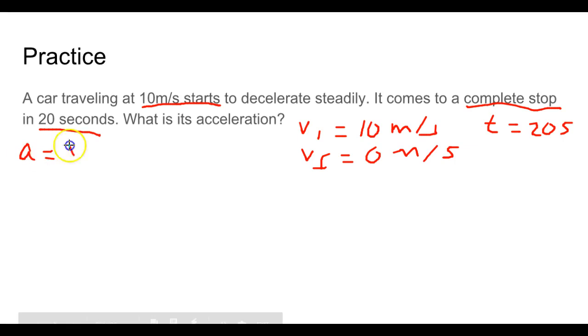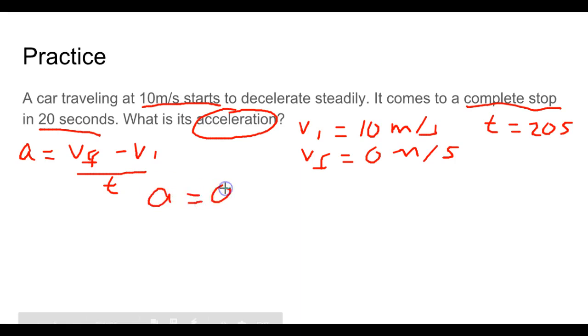Okay, so now I'm going to use my acceleration formula. So I have acceleration equals VF minus VI all over T. So if I plug into that equation, I'm still looking for acceleration. So A equals VF, which is 0 meters per second, minus VI, which is 10 meters per second, all over 20 seconds.